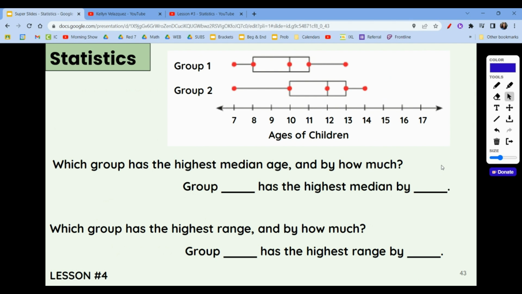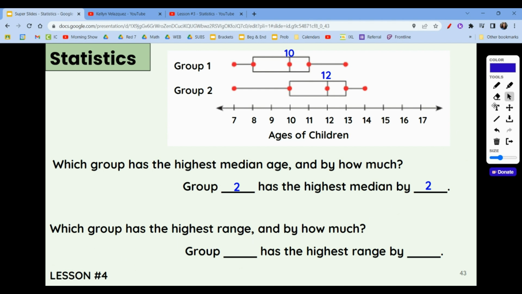Which group has the highest median age and by how much? So the median of group 1 is 10, and the median of group 2 is 12. Which group has the higher median? Group 2. Group 2 has the highest median by 2.